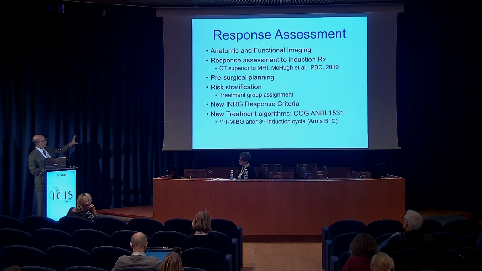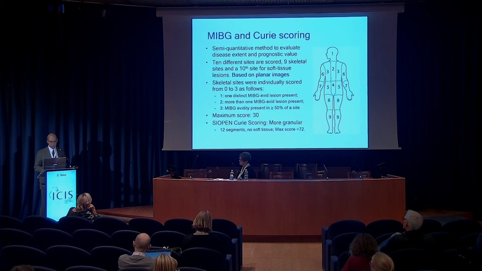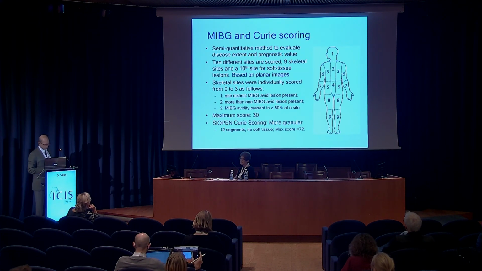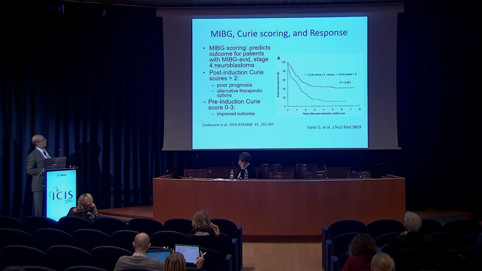And the reason is that in this phase, the response assessment is important for risk stratification, for assigning these patients to a post-treatment risk group based on new criteria. Now, how do we do these assessments? We talk about cross-sectional imaging, MIBG scanning. We typically use Curie scoring, both in the US and in Europe. And why do we use Curie scoring? We use Curie scoring because it's predictive.